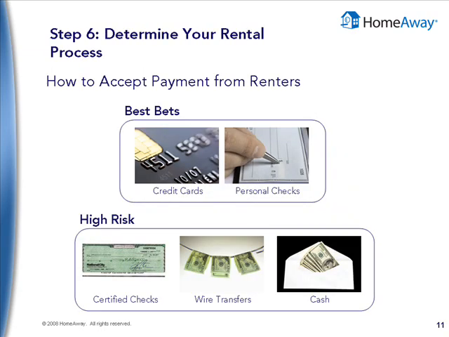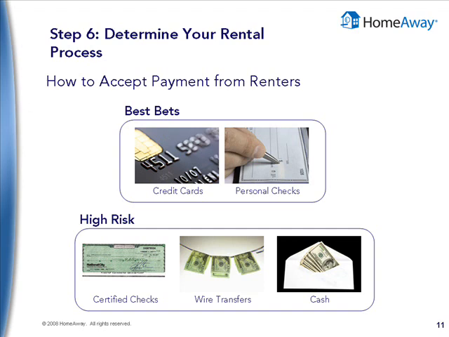Okay, so one of the first steps in actually renting your home is to figure out how you're going to get paid. Your best bets are credit cards and personal checks. Although you have to pay a fee for accepting credit cards, it's going to make life simpler for you and your renters. Many renters even consider it to be a must. There's no delay in receiving your deposit, and you can even process refunds online, so accepting credit cards is definitely a good idea.